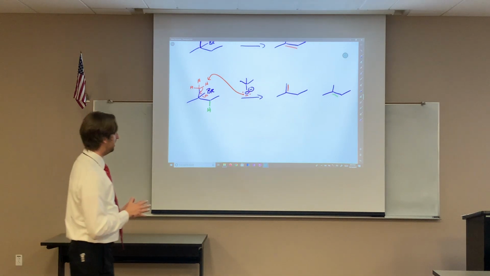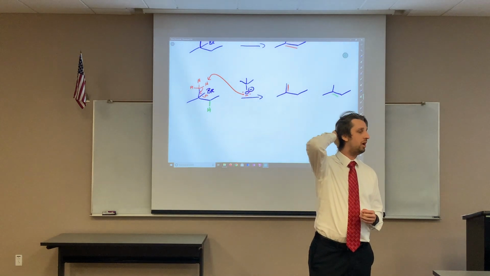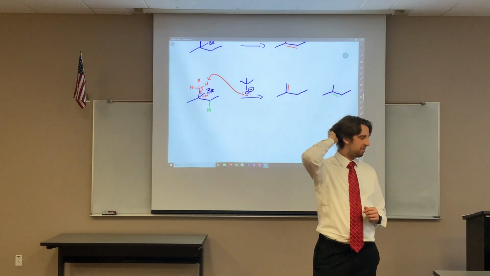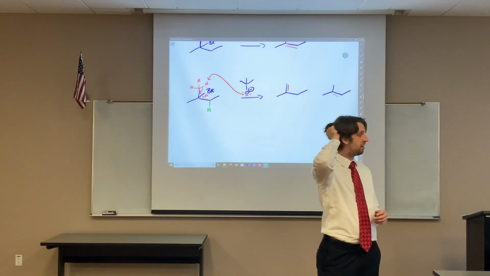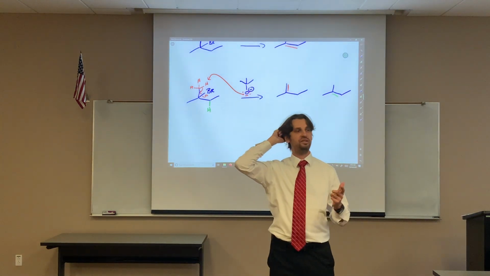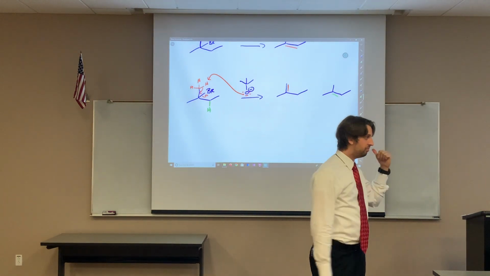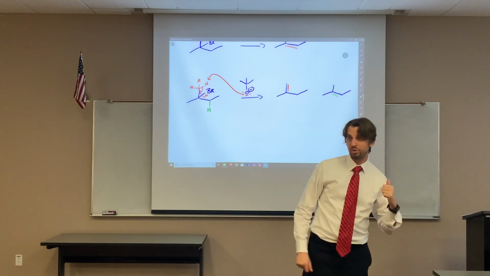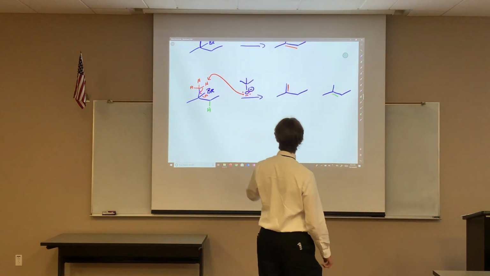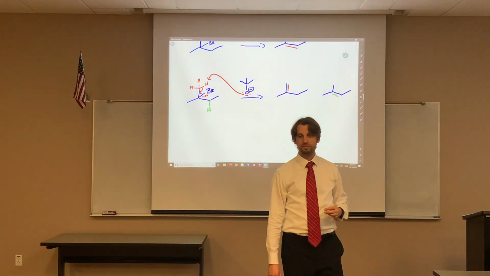What's the benefit of this? Every other elimination we've done, we always do what? Our product is always the most substituted double bond, right? Have we figured out any other way to do it? No. How many reactions do we know now that makes our less substituted double bond? Just one, and it's what? This one. You guys with me? Do you think that's pretty darn important? Do you think there's a lot of important reactions that happen that we need to put a double bond on the less substituted side? You bet. Okay? You bet.